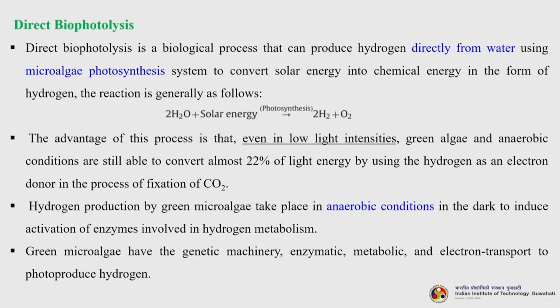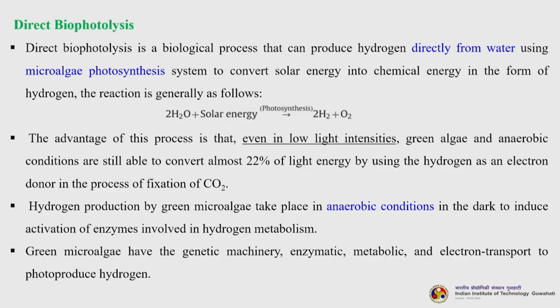Now, we will discuss the direct biophotolysis. Direct biophotolysis is a biological process that can produce hydrogen directly from water using the microalgae photosynthesis system to convert solar energy into chemical energy in the form of hydrogen. The reaction is given as 2 water plus solar energy, under the photosynthesis process, will produce 2 molecules of hydrogen and oxygen. The advantage of this process is that even in low light intensities, green algae in anaerobic conditions are still able to convert almost 22% of the light energy by using the hydrogen as an electron donor in the process of fixation of carbon dioxide.